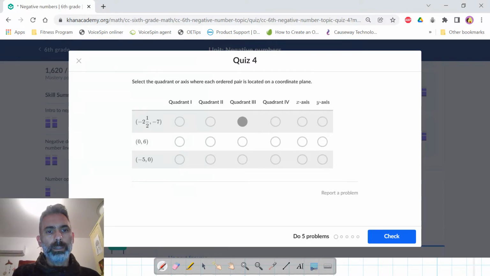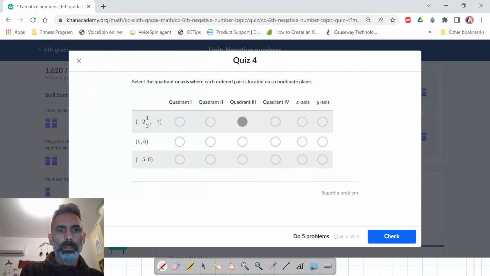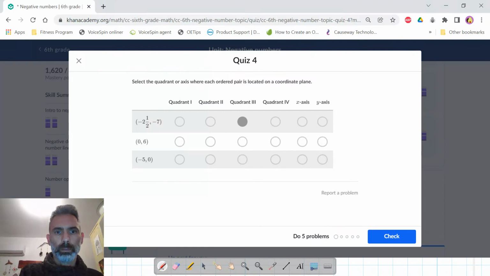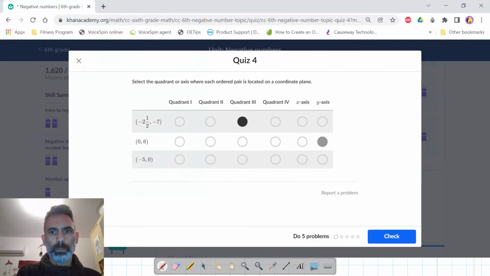(0, 6). So 0 on the x and 6 on the y, so it's on the y-axis. And (-5, 0), so -5, let's say it's here, and 0, it's on the x-axis.